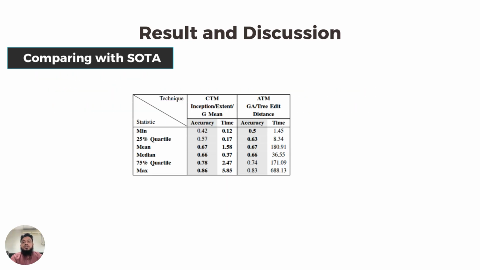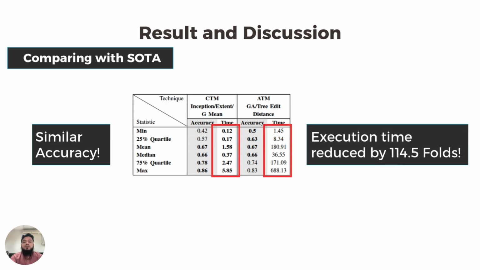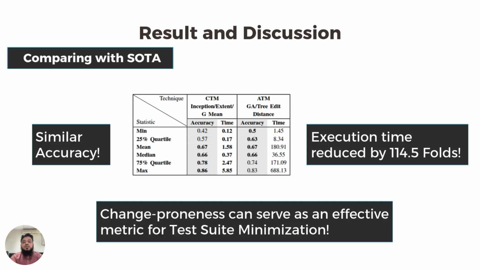Now, when comparing with the state-of-the-art metric diversity-based approach, change proneness achieved similar accuracy as diversity. It reduced the execution time by 114.5 folds. Thus, we can conclude that change proneness can serve as an effective metric for test suite minimization.